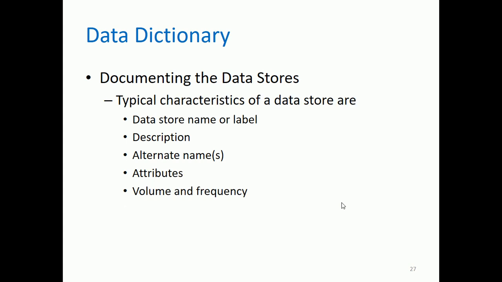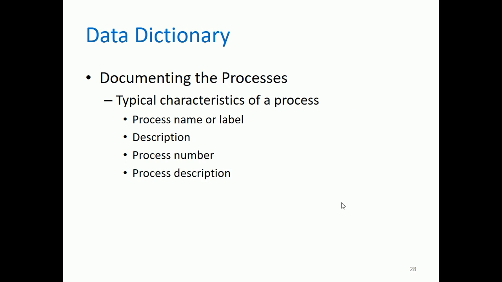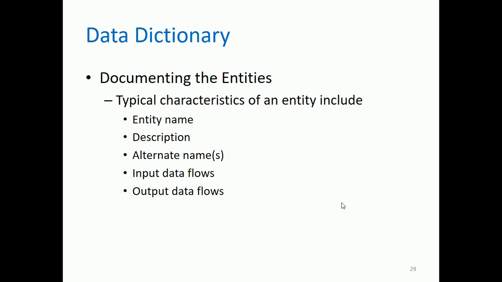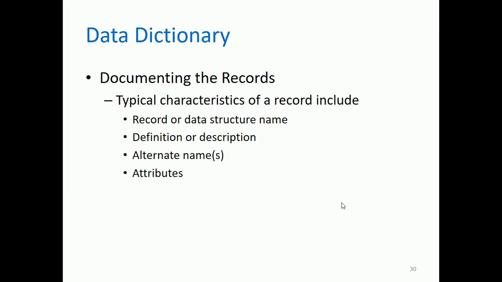For data stores, the typical characteristics are data store name or label, description, alternate name or names, attributes, volume, and frequency. Then documenting the processes: these are the typical characteristics of a process: process name or label, description, process number, and process description. For entities, the typical characteristics include the entity name, description, alternate name or names, input data flows, and output data flows. For records, the typical characteristics include record or data structure name, definition or description, alternate name or names, and attributes.